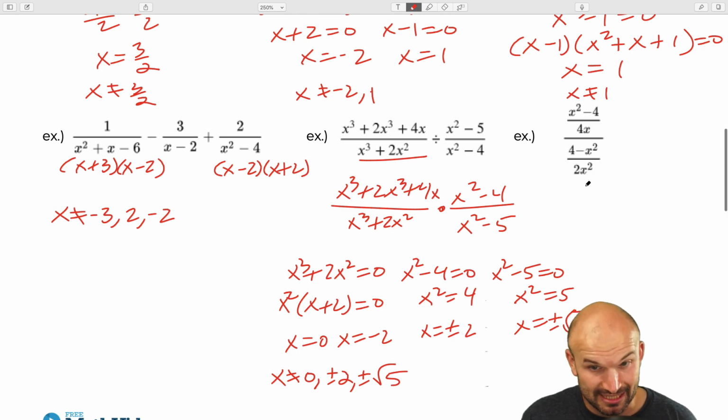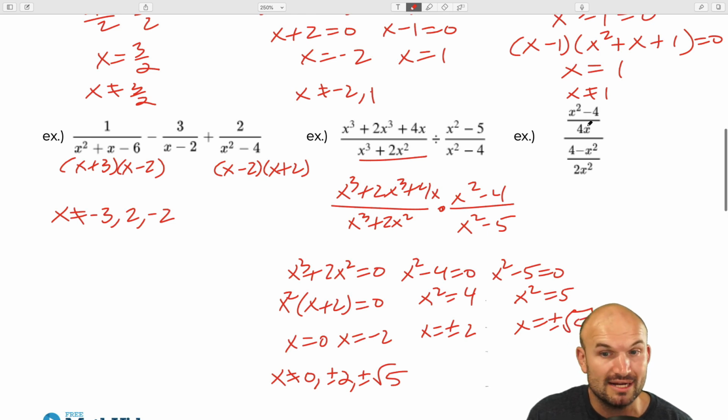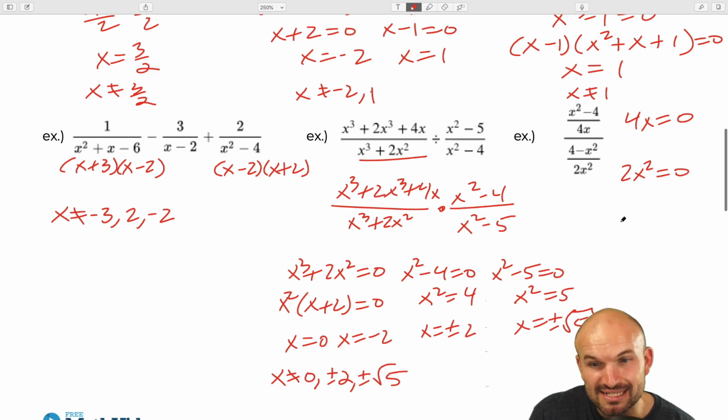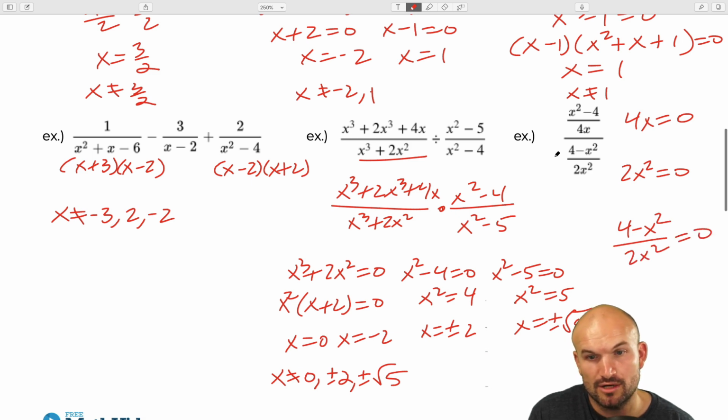All right, lastly, in this case, you can see that we have a couple different denominators here. We have a 4x and we have a 2x squared, and then we have this big denominator here. So we're going to have 4x equals 0. We have 2x squared equals 0. And then we need to set this whole expression equal to 0, because this is also a denominator in itself.